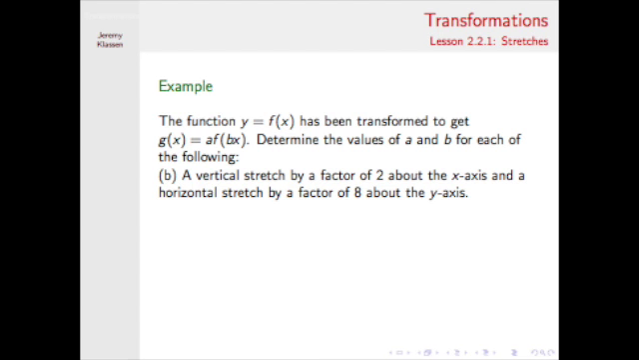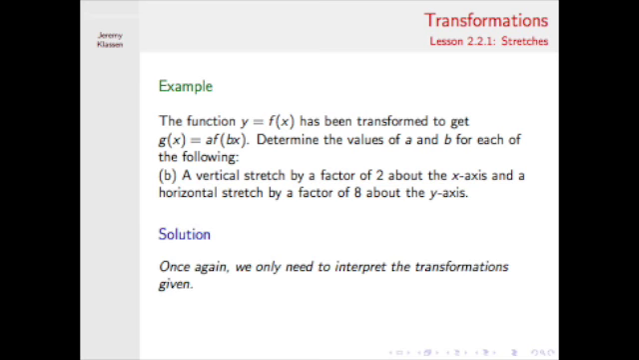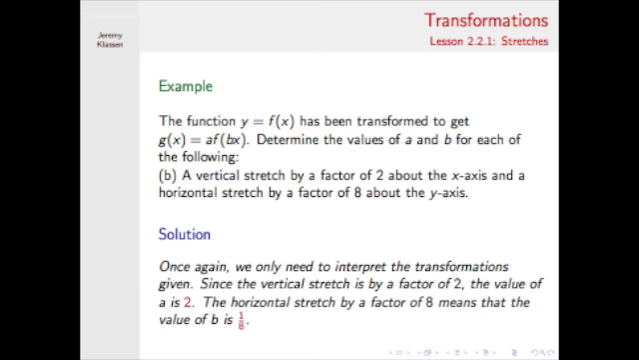And now part B of this question says that there's been a vertical stretch by a factor of 2 about the x-axis and a horizontal stretch by a factor of 8 about the y-axis. And once again, this question is really just about interpreting the transformations and putting them in the function. And now we'll start to do this a little quicker. Since there's been a vertical stretch by a factor of 2, that means the value of a is 2. And since the horizontal stretch was by a factor of 8, we know that the value of b must be the reciprocal of that, 1/8.